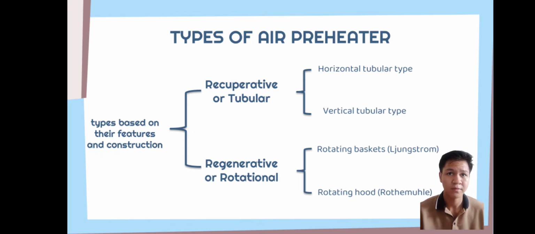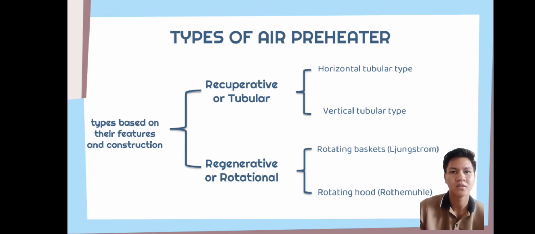Next is the types of air preheater. The air preheaters are classified into two types based on the features and construction. These two types of air preheater are called recuperative or tubular type air preheater, and the second one is regenerative or rotational type air preheater.